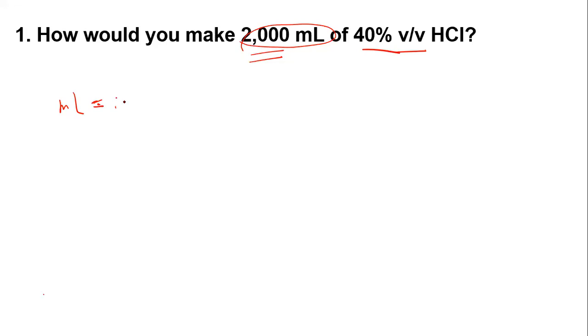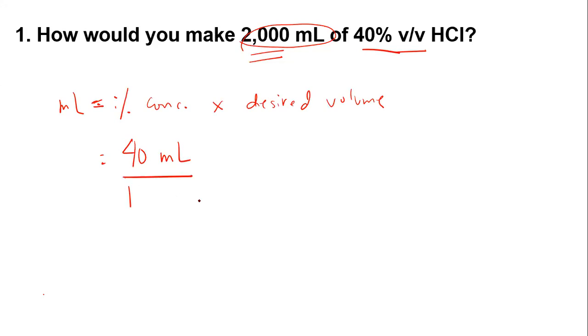So mL equals yung ating percent concentration times yung desired volume of the solution. Okay? So, to substitute now the values, the percent concentration here is 40% V over V. So if we're going to again go back to the video lecture that I presented in Canvas, that will be expressed as 40 mL over 100 mL times, ano po yung desired volume natin for the solution? It is 2,000 mL. So times 2,000 mL.